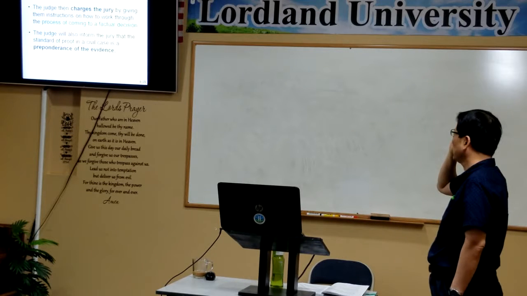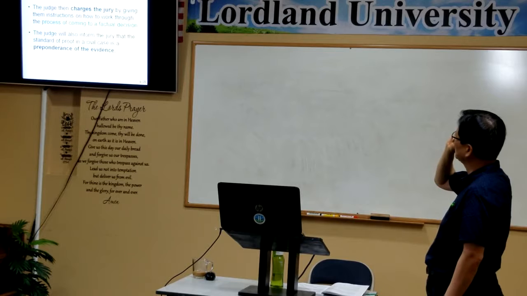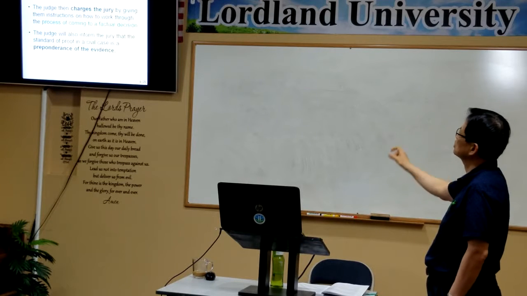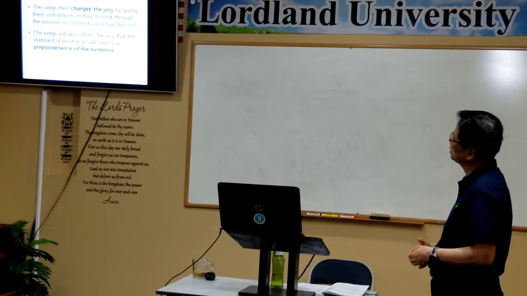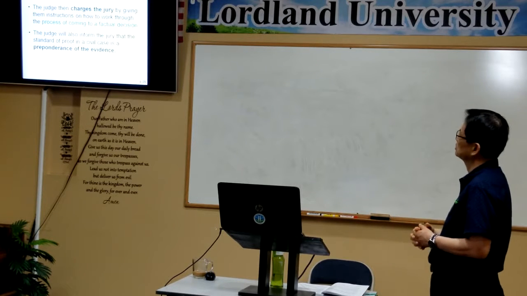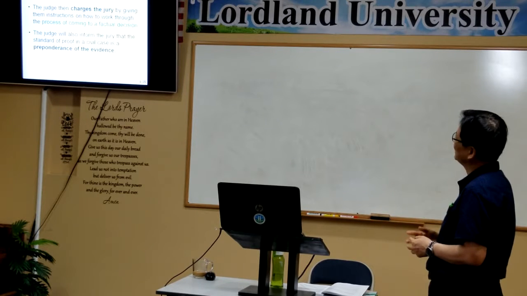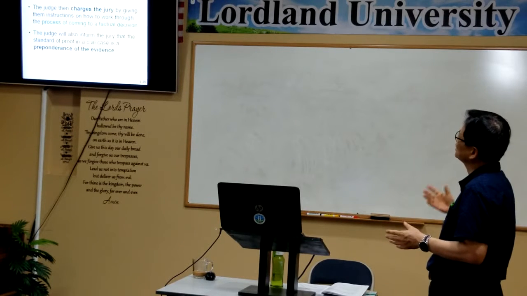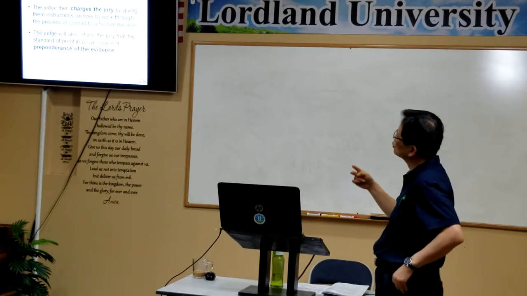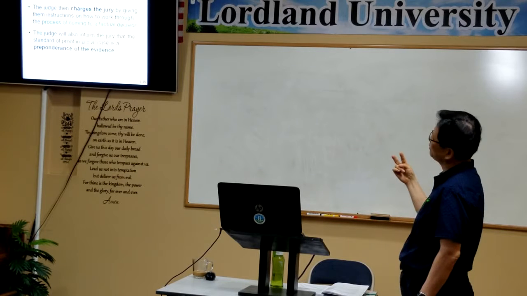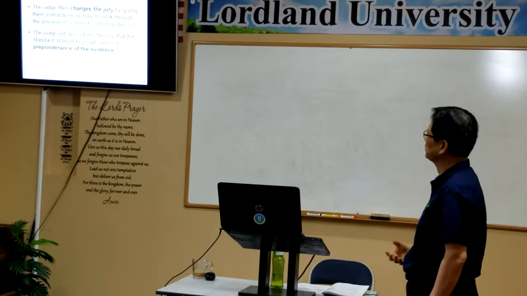The judge then charges the jury by giving the jury instructions on how to walk through the process of coming to the factual decisions. The judge will also inform the jury that the standard of proof in a civil case is a preponderance of evidence. There are two levels of evidence: preponderance of evidence and beyond a reasonable doubt.